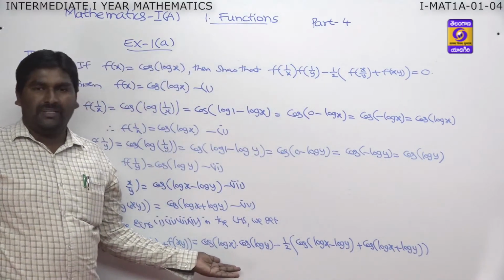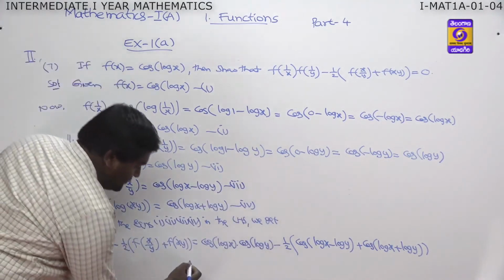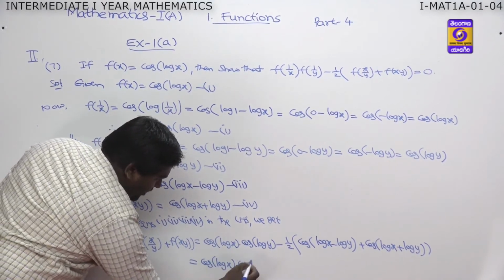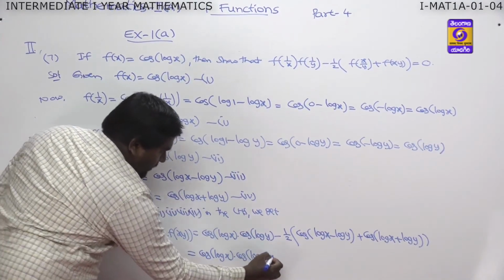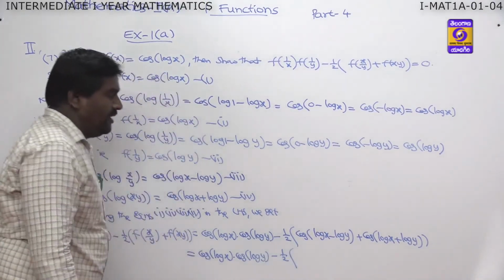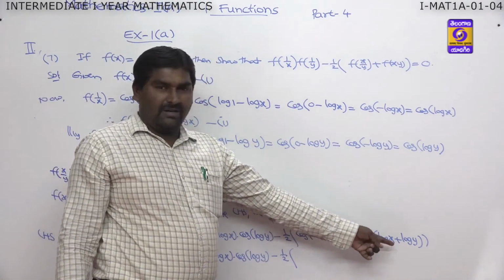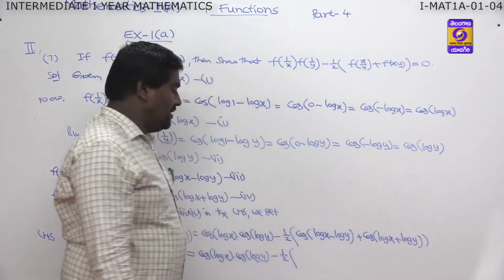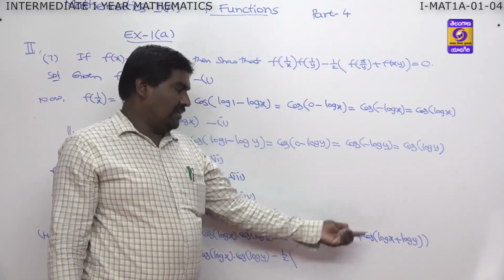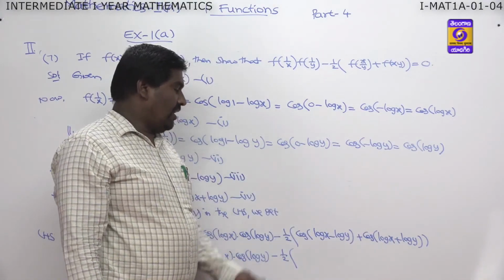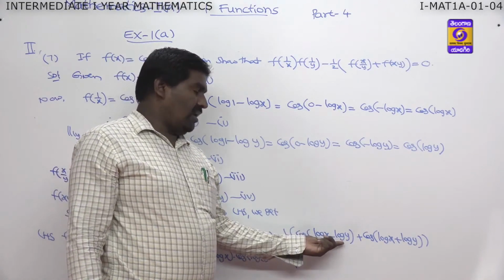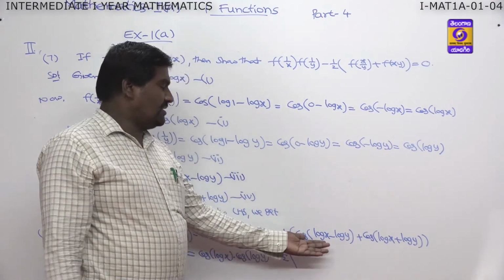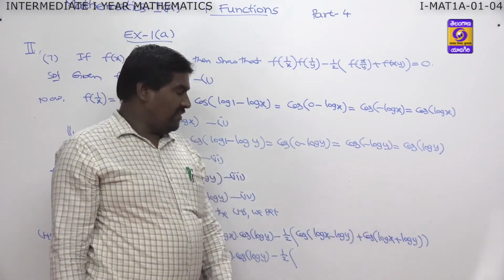So we have to simplify this one. దీన్ని మనం సూక్ష్మీకరించాలి. It is equals to cos of log x into cos of log y minus 1 by 2 into, it is of the form cos c plus cos d. Our formula is 2 cos c plus d by 2 into cos c minus d by 2. Or in other words, it is of the form cos a minus b. It is of the form cos a plus b.